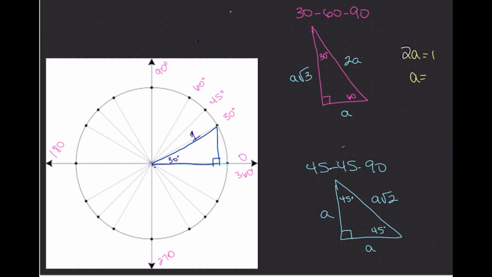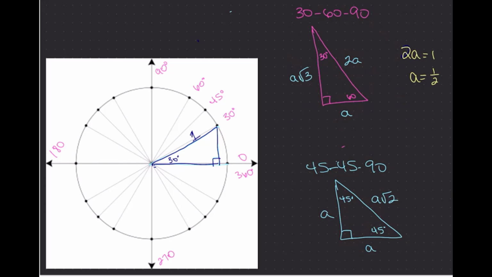2. How about half? Right? Divide both sides by 2? Yep. And then that A is our short side, right? So on our triangle, where's our short side? That's this guy right here.